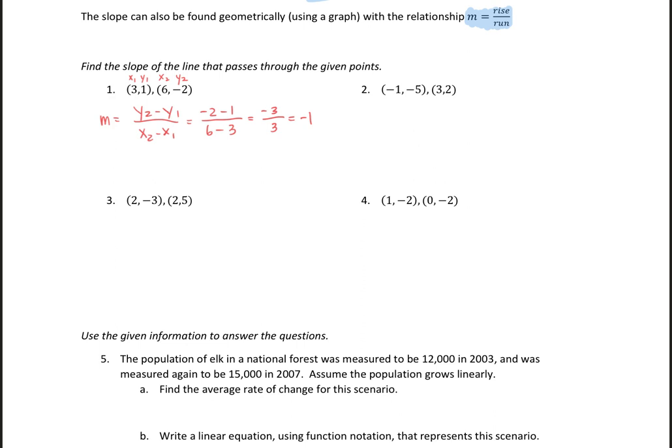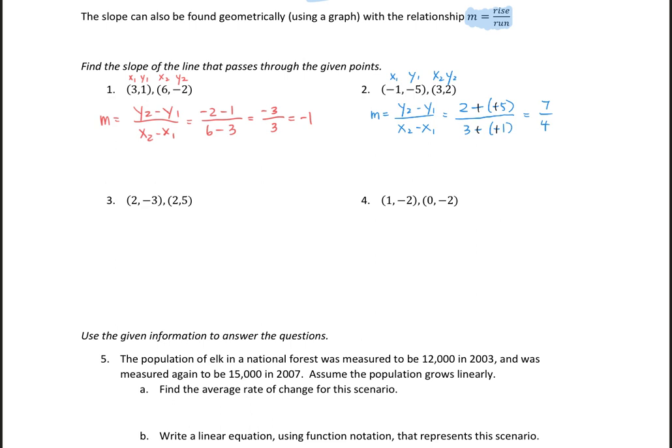So we'll do something similar for number 2. We have x1, y1, x2, y2. We know our formula. So the difference in y's over the difference in x. So 2 minus a negative 5 over 3 minus a negative 1. Remember that the 2 minuses, the minus a negative becomes plus a positive. So that's going to end up just being 7 over 4. So the slope of the line that passes through those 2 points is 7/4.